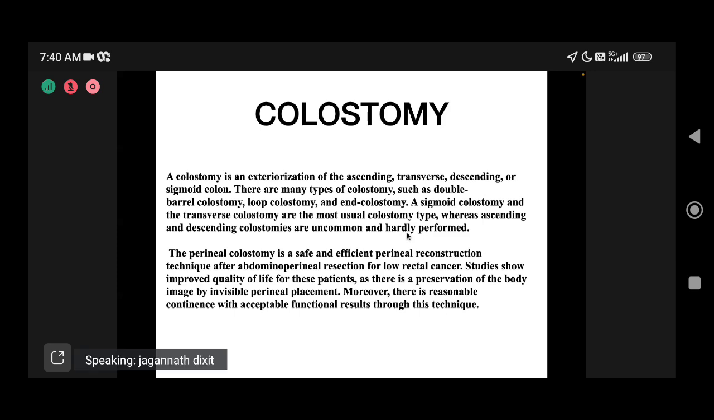But we should understand something called a double barrel colostomy. The name barrel itself indicates a gun, where when you fire the gun, two bullets come out, something like that. And the loop colostomy, where you put a Penrose drain, bring it out, suspend it and stitch it out, and then the end colostomy. So sigmoid colostomy and transverse colostomy are the most common, as I told you already.